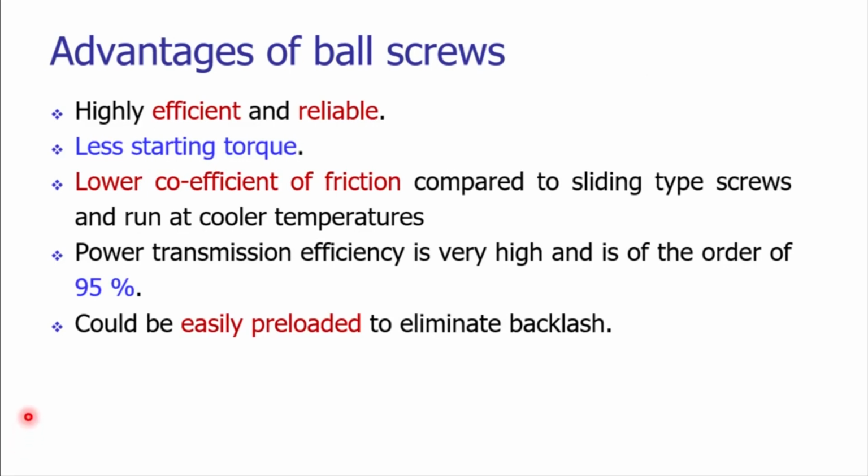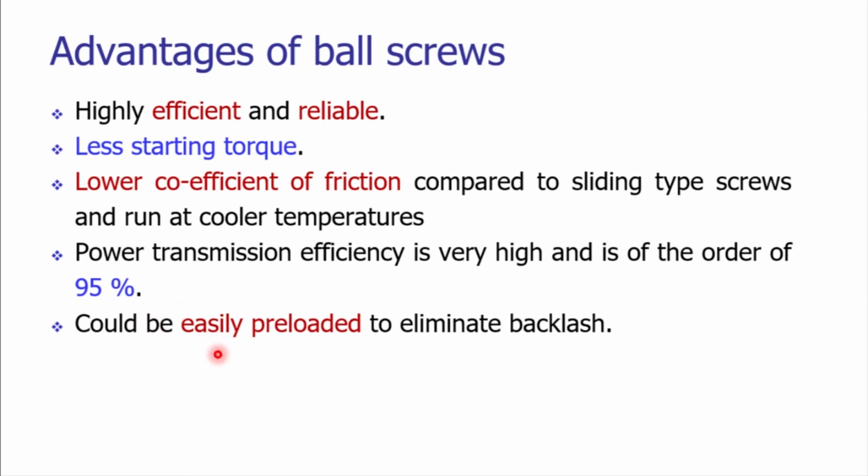So what are the various advantages of the ball screws? The ball screws are highly efficient and reliable. They require very less starting torque, as the coefficient of friction is less. We require less torque at the start. Since the friction is less, the temperatures are less, the heat energy produced is less. Therefore, we can achieve a very high power transmission efficiency, about 95%.